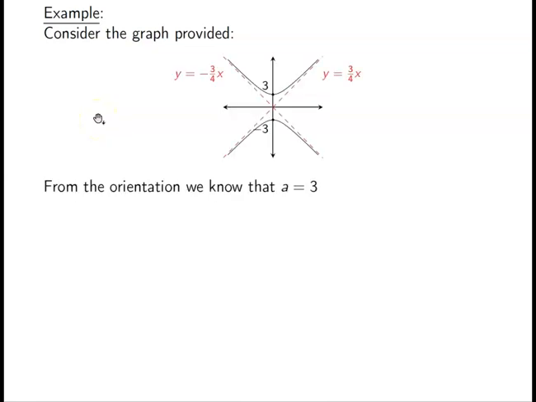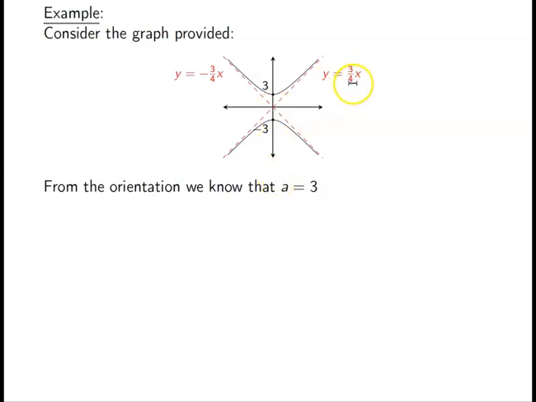So let's consider the graph provided. Okay, so here they're telling us what the vertices are, and they're giving us the slant asymptote. We have all the information we need to find the equation of the hyperbola. And if I want to find the foci, I can find the foci as well, right? So just from this orientation, I know that A is equal to 3, and it needs to be under the y term because it's up and down, okay?